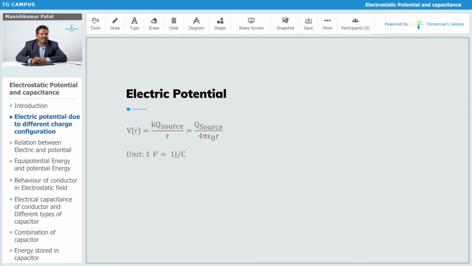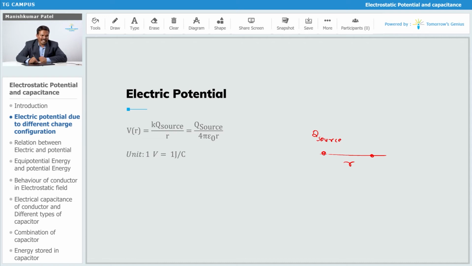That you can also define in other terms: the potential at a distance r is K into Q source. This is the source which is going to produce the electric field, and this is the point P which is at a distance R. So the potential due to this Q source is given as KQ upon R, where K is the constant 1 upon 4 pi epsilon naught.